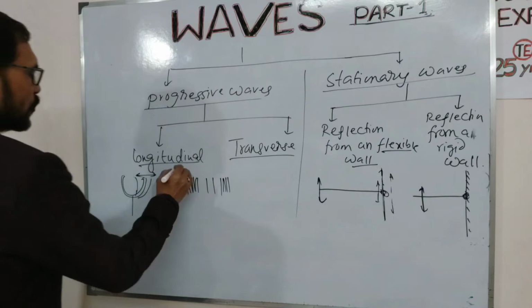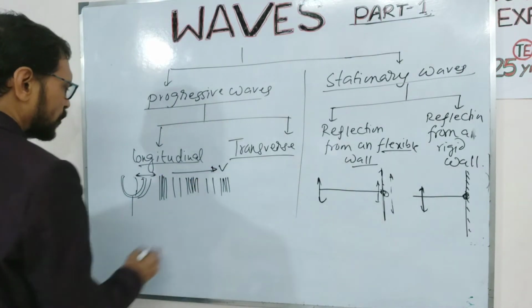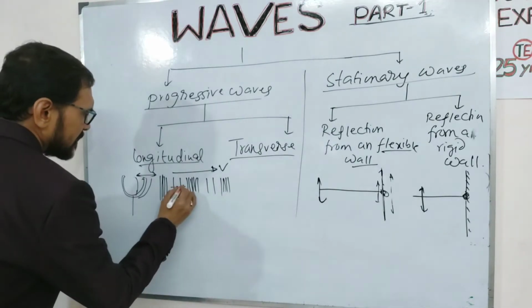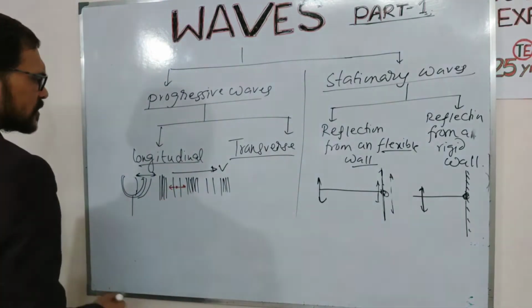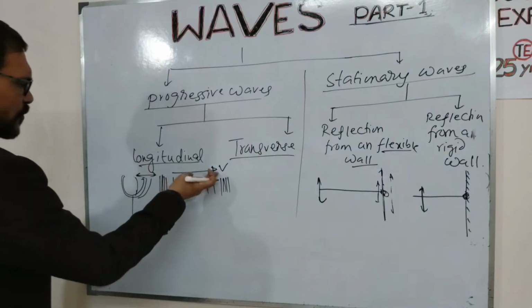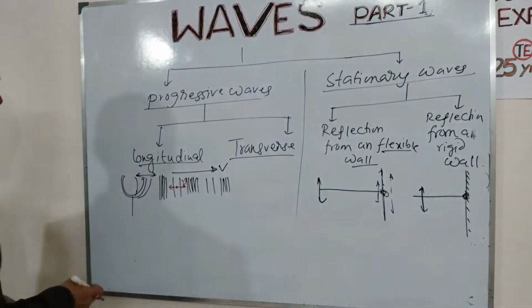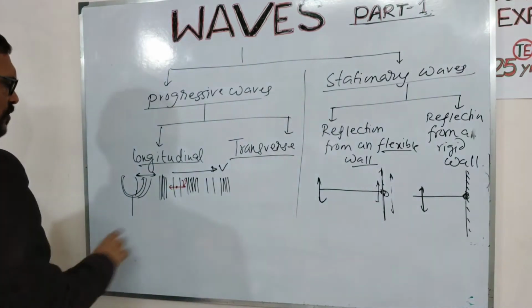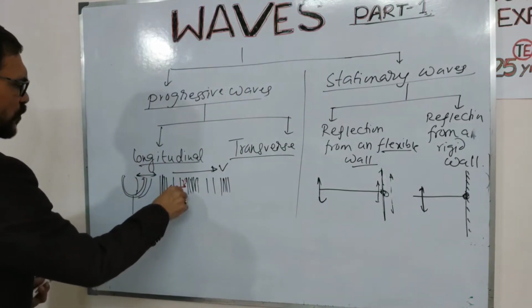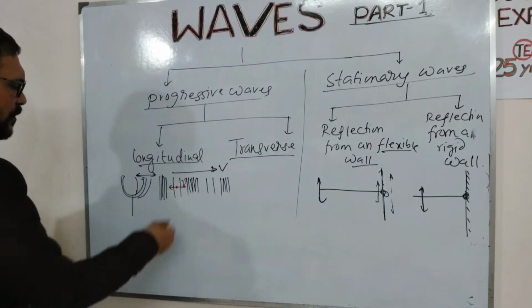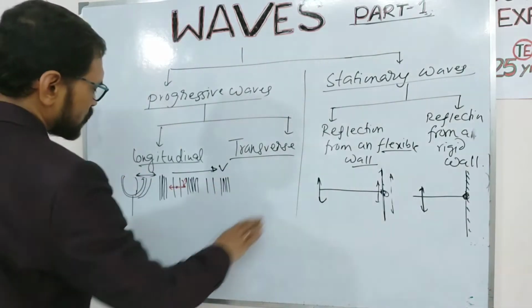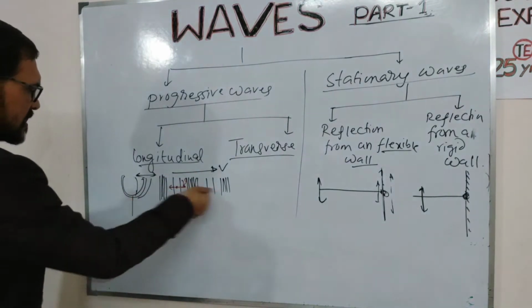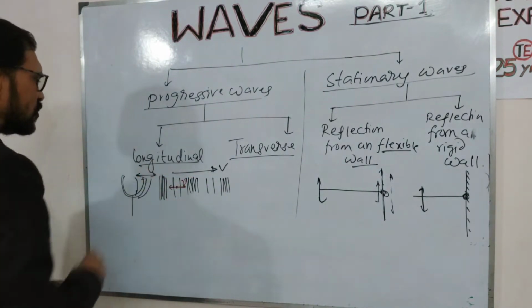So what are longitudinal waves? Consider the direction of the wave velocity and the direction of the particle velocity, that is small v. If the direction of the wave velocity and the direction of the particle velocity are parallel, then we call this longitudinal waves. Every particle will oscillate about its mean position when a wave passes through the medium. Here the particle oscillates along the direction of the wave velocity, and these are parallel. So this is called longitudinal waves.